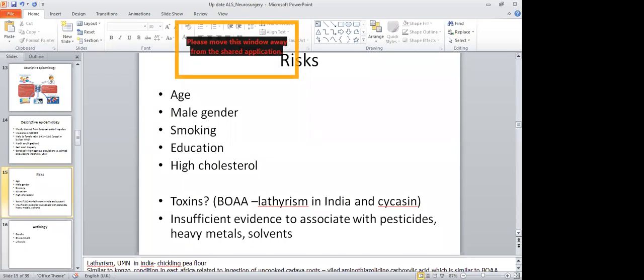In terms of other potential risk factors, people have talked about pesticides, heavy metals, solvents, but again, the evidence remains fairly limited. But perhaps, like I said, the advent of big registries across the globe where people share data and follow patients for long periods of time will allow us to clarify whether or not there is something within the environment that creates this predisposition to ALS.